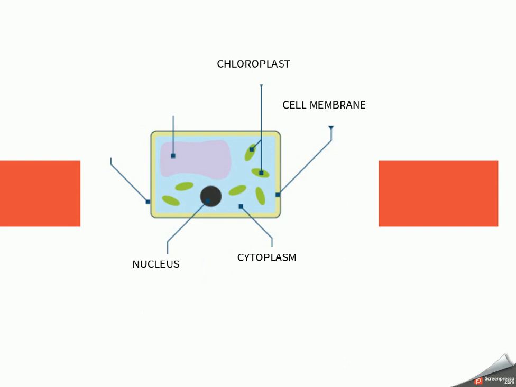So a plant doesn't get most of its nutrients from eating like we do. Instead, it absorbs light. The chlorophyll absorbs light inside the chloroplast. It carries out photosynthesis, and that produces nutrients. So those are the chemical reactions going on to produce nutrients.